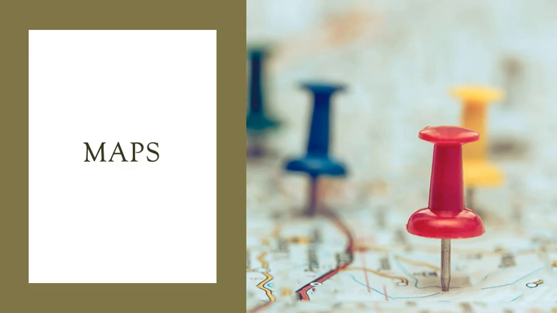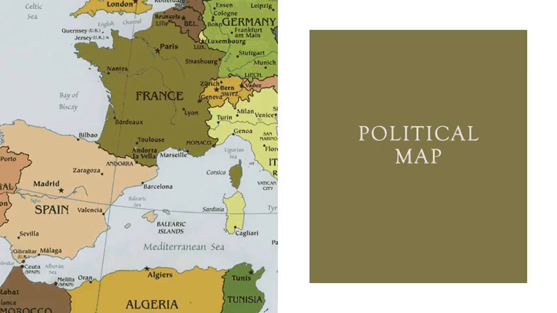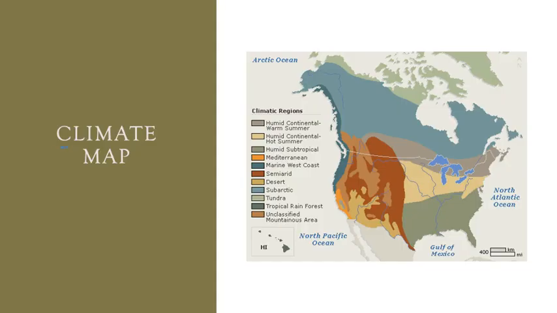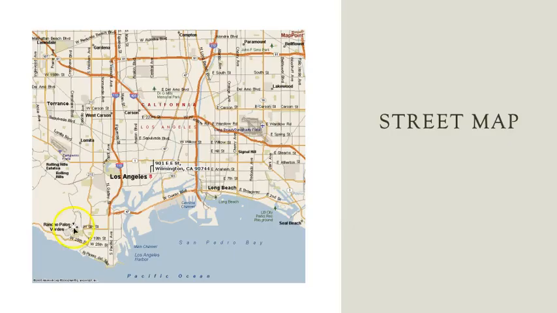There are many different types of maps, some of which I'm sure you're familiar with, such as a political map that shows the borders between countries and their major cities and capitals. Here's a map showing different climate regions of North America, hence climate map is the name. And I would guess you've all seen a map like this that shows the streets and freeways in a city like Los Angeles.